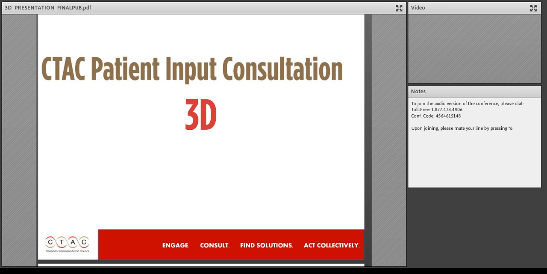We are a national civil society organization addressing treatment care for people living with HIV and hepatitis C. Part of what we're doing today is fulfilling our mandate to increase access, increase awareness about access issues to life-saving medications in Canada.